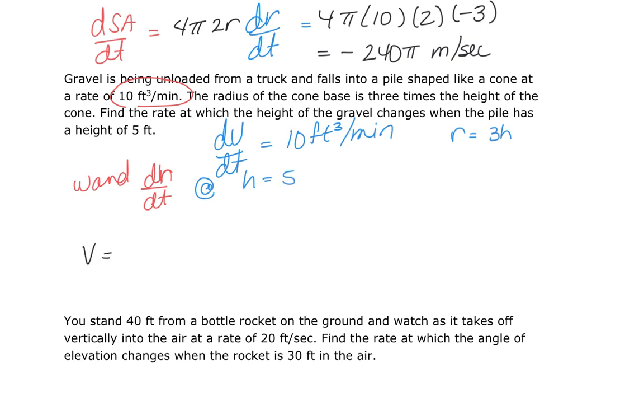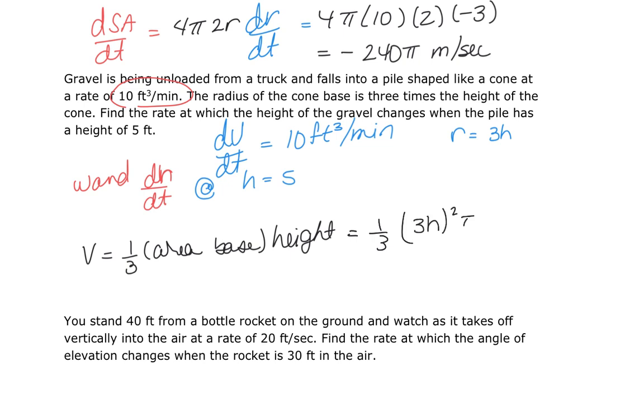Okay, so the volume of a cone is 1/3 the area of the base times its height. This is the general formula. Because we already have the radius in terms of the height, this is just going to be 1/3 the area of the base, which is pi r squared, in this case (3h) squared, multiplied by pi, multiplied by the height. So my volume is going to be equal to 3 squared is 9, divided by 3. So 3 pi.